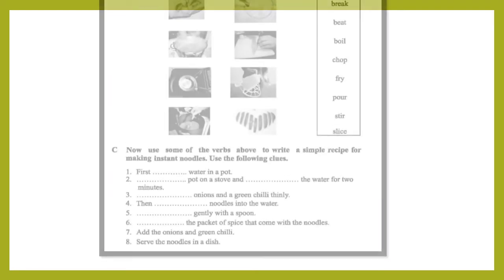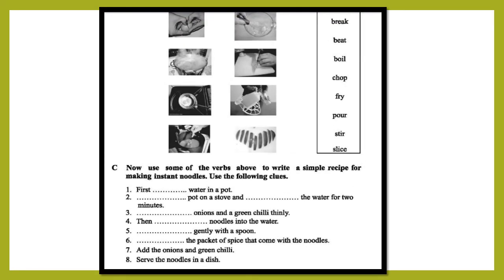Now look at the picture here on page number 64 from your textbook, and there is an instruction. Let's read the instruction first. Use some of the verbs above to write a simple recipe for making instant noodles. So what you have to do is pick up the words from this box and then fill in the gaps. I know you can do this and you will do this later, but now look at the words very carefully. Like break, beat, boil, chop, fry, pour, stir and slice.